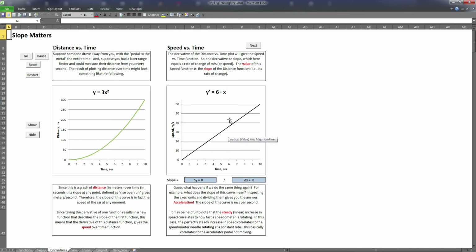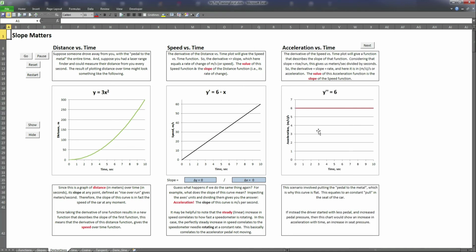Well, it turns out that when you take a speed curve like this one, and you take the derivative with respect to time here, which is what we're doing, you wind up with meters per second per second. That is a rate of change of speed rather than a rate of change of distance. A rate of change of speed is acceleration. And so what you wind up with if you take the derivative of this is the acceleration curve.